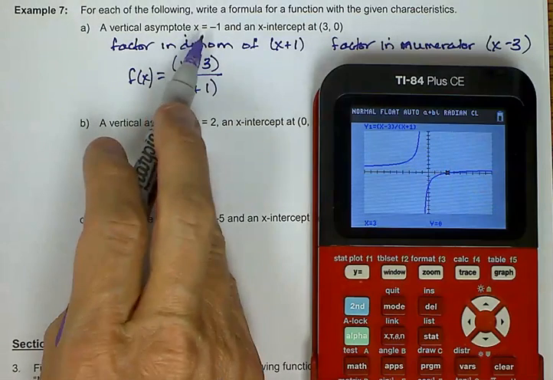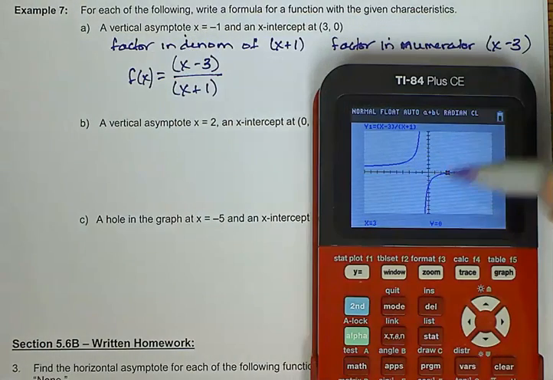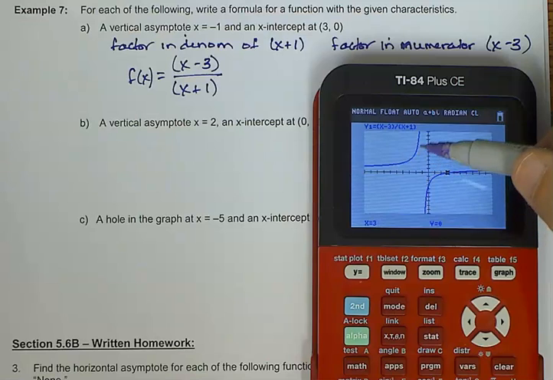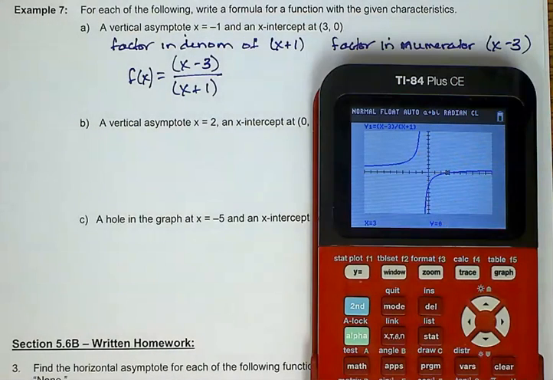And then I can just check for my vertical asymptote behavior. I wanted to have a vertical asymptote at -1. So if I drew in an imaginary vertical line there at x equals -1, I've got the graph going up towards infinity on this side and down towards infinity on that side. So it looks like it works for what I wanted.